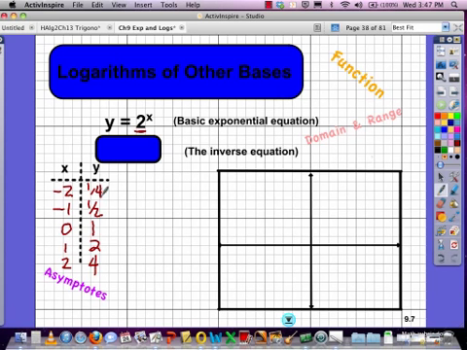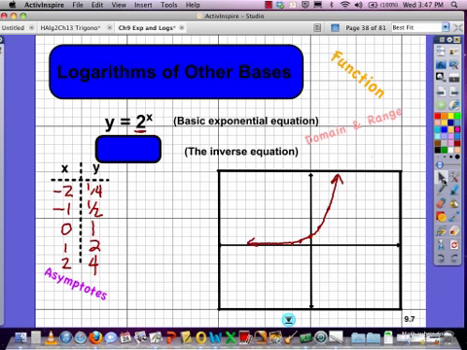Now, graphing this one, we're going to graph each of these as points. And so in this dark red, we will graph (2, 4), (1, 2), (0, 1), (-1, 1/2), and (-2, 1/4). So you can see, again, that we're getting that exponential growth situation that curves upward and stays really close to that x-axis.